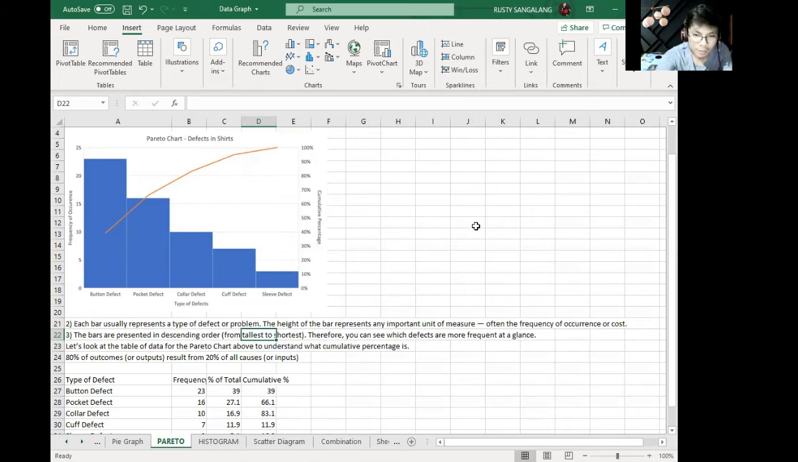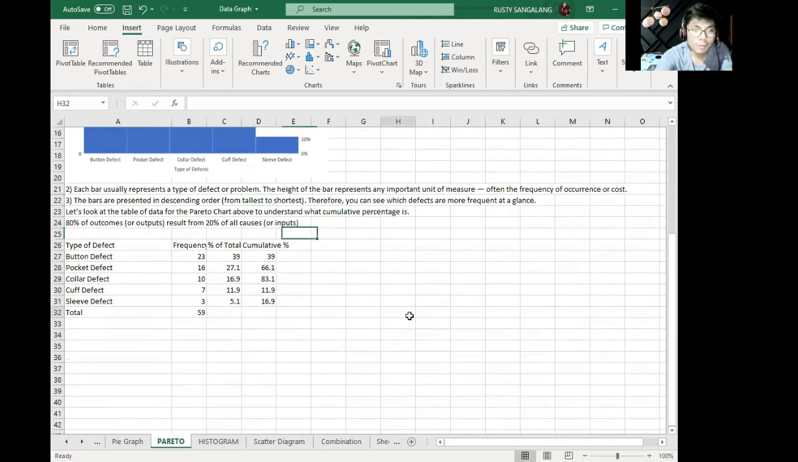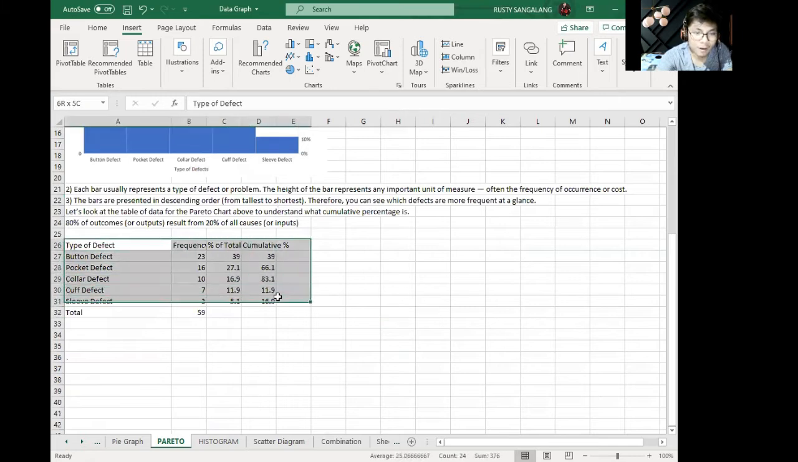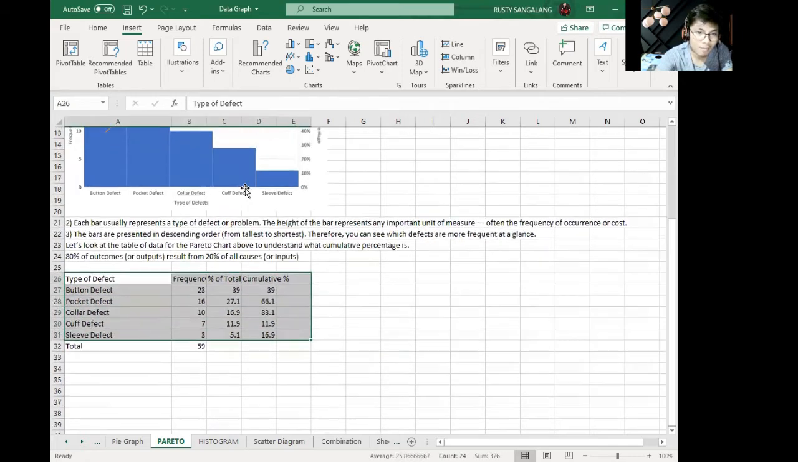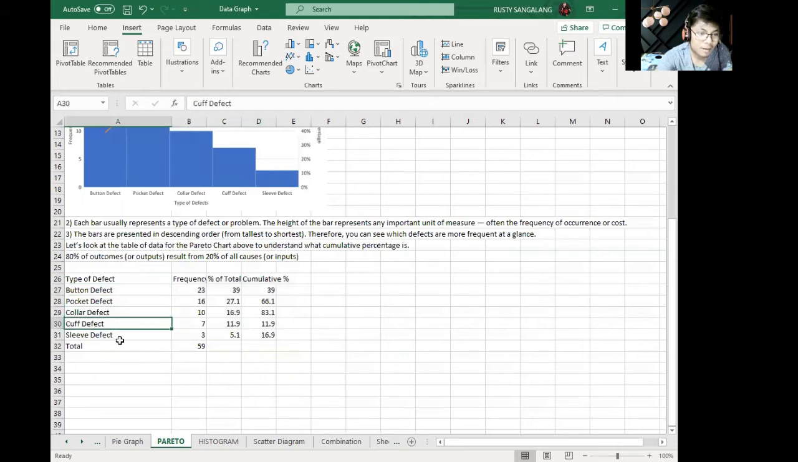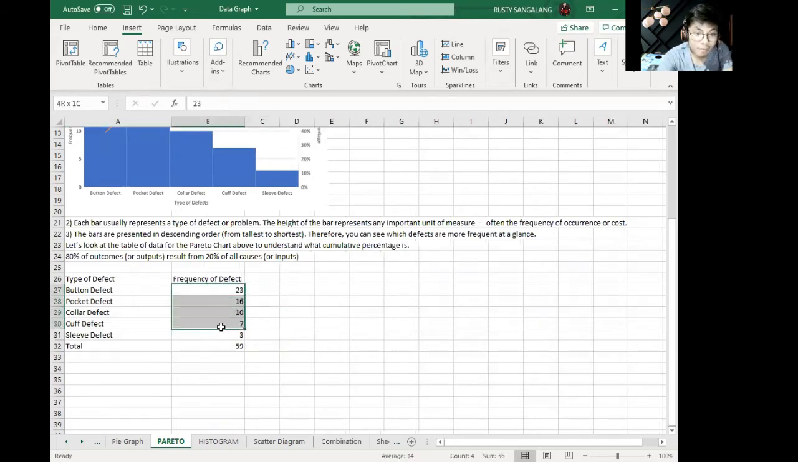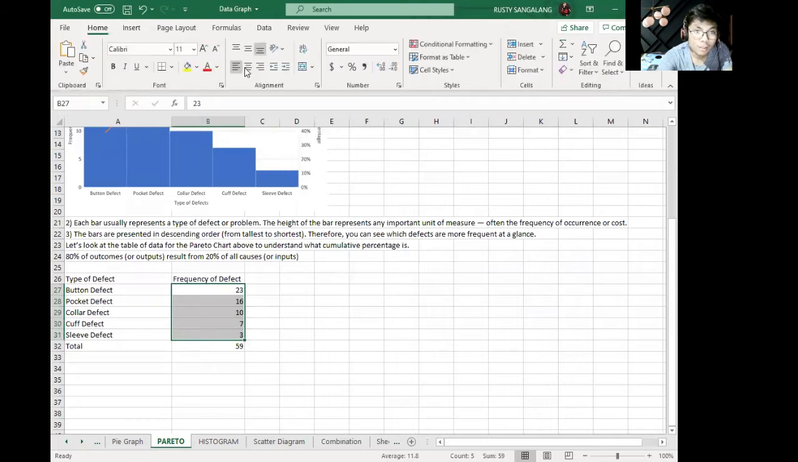Okay, so let's try to make a Pareto chart. We have here the type of defect. Same with the above example, we have the button defect, pocket, collar defect, cuff defect, sleeve defect. So yun yung type of defect natin. So initially, for example, our data only is the frequency of defect. So we have to get the total, syempre.